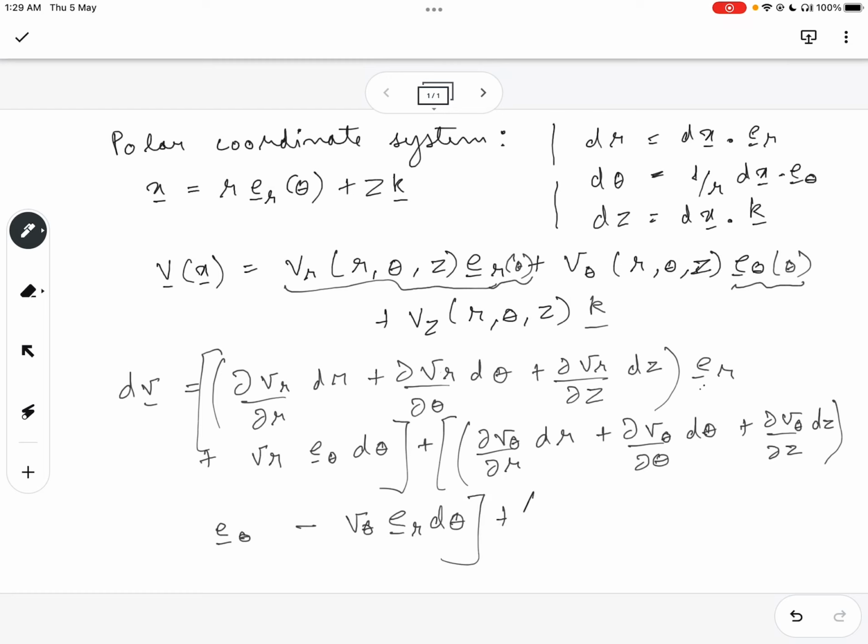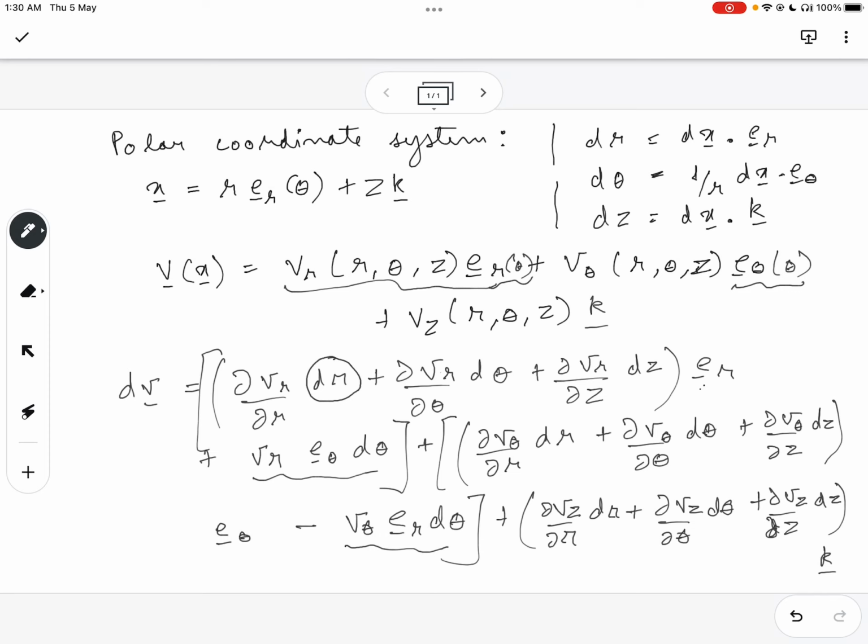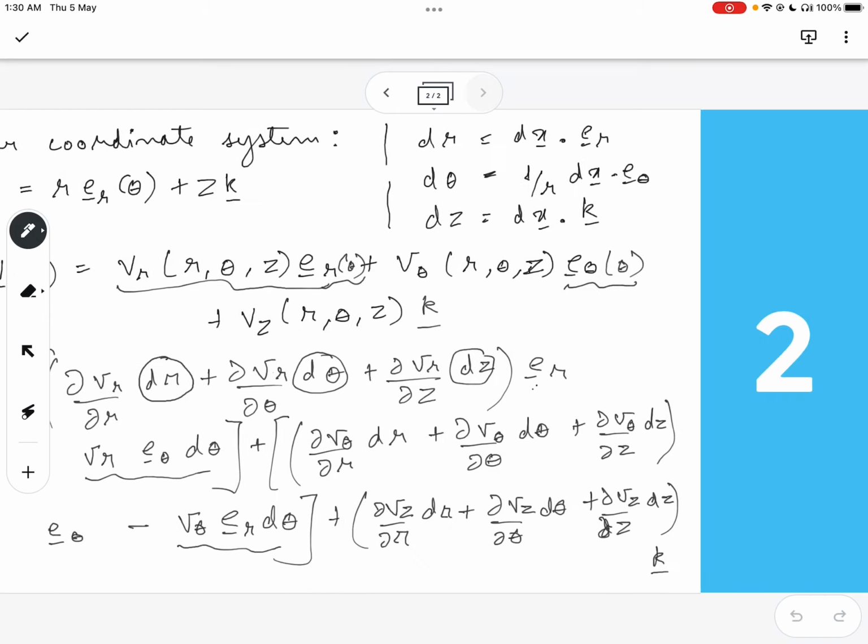And finally with z, we have del Vz by del r dr plus del Vz by del theta d theta plus del Vz by del z dz. Okay. So as k is a constant unit vector, there is no differentiation of it, and it does not depend on r, theta or z. There is no term like v theta er d theta or vr e theta d theta. So we take all the terms which have dr in them together, d theta in them together, and dz in them together. So let's write it.